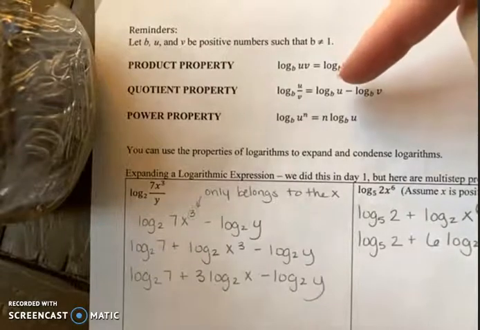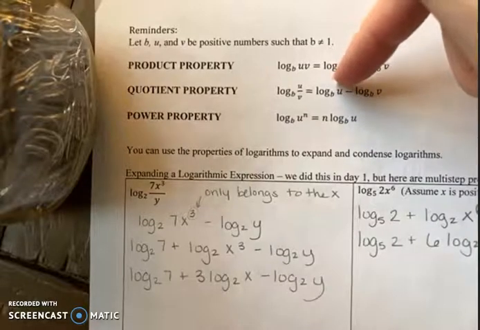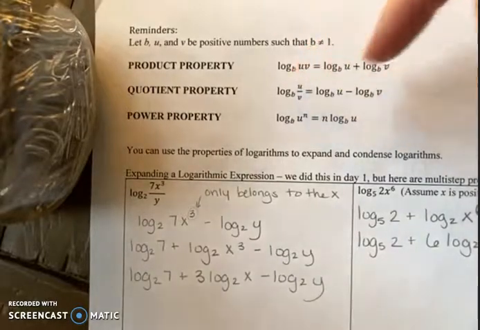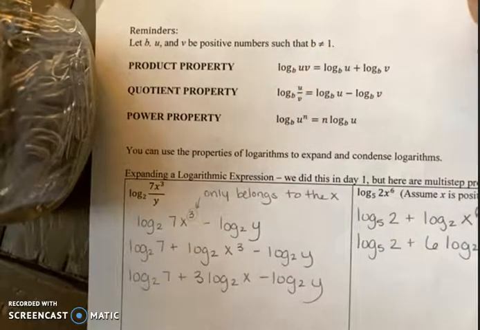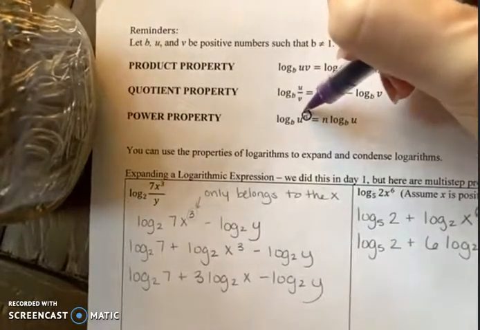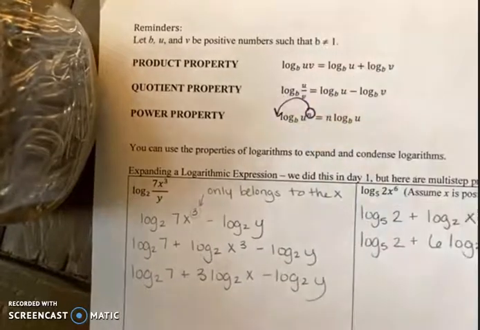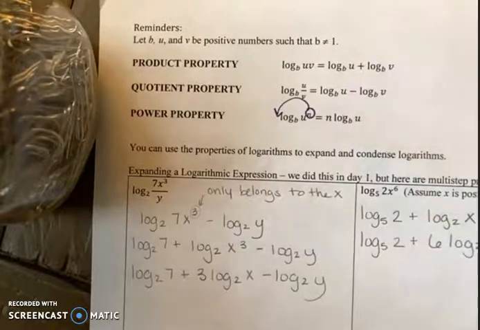Make sure you put it in a specific order. The u must come first or be in the numerator. V must come second or be in the denominator. The power property just says that when you have a logarithm where you're taking the log of an exponent, you take the power and you put it out front. So then we would have n times the log base b of u.